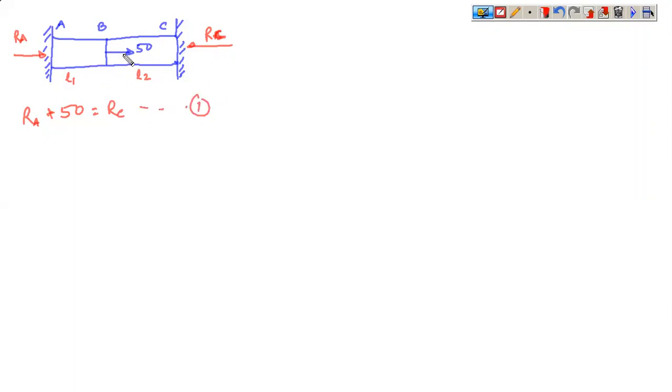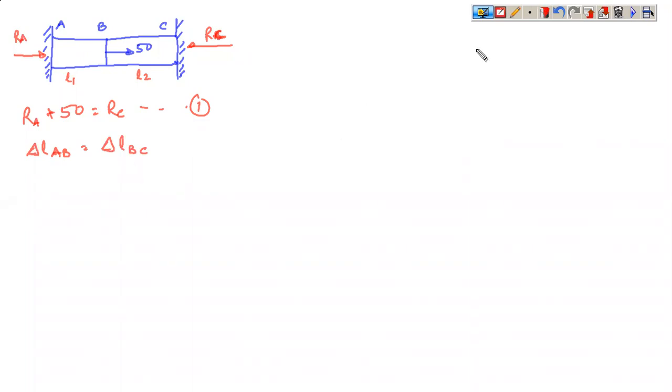Now, if you look at the other concept, here you can see that there are two unknowns. So if there are two unknowns, you need to form two equations. So the other equation now here is that delta L of AB should be equal to delta L of BC.